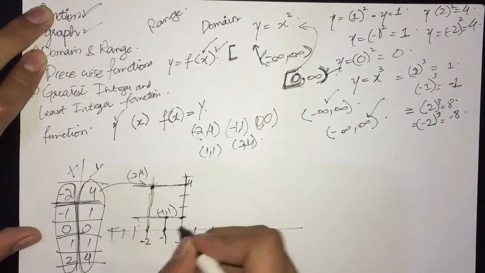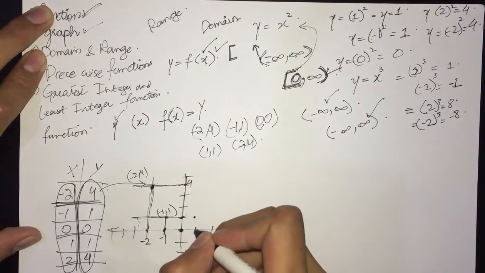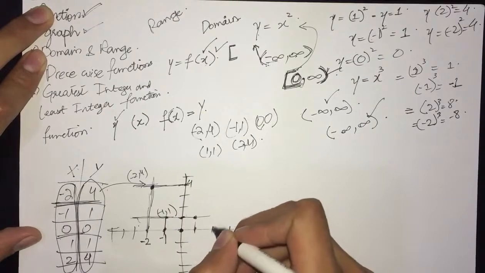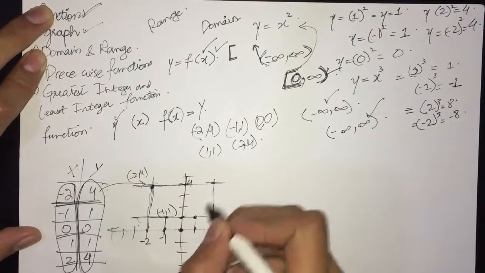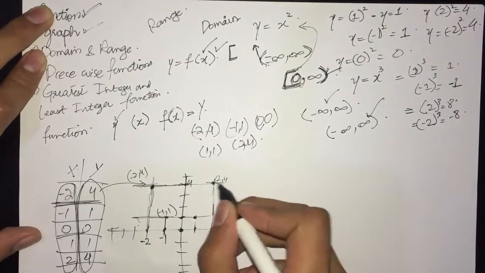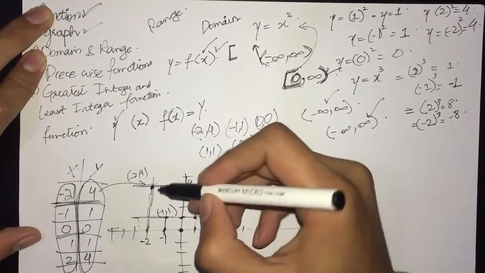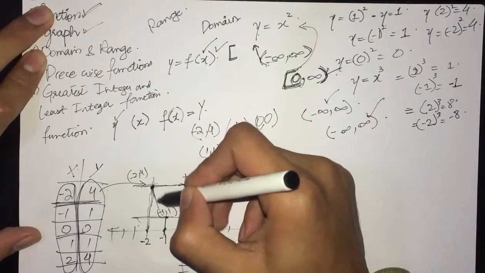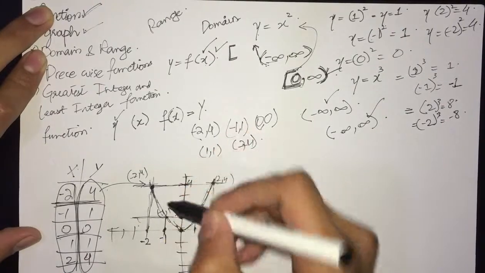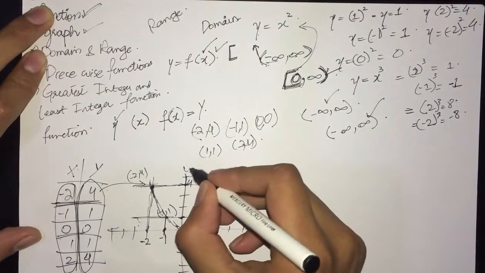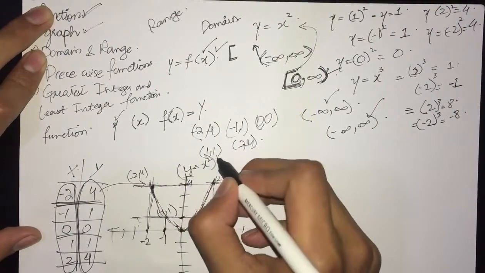Now 0, 0 is our origin, so we are not going to do anything. We have 1, 1 here, that is the point 1, 1, and we have 2 and 4. This is 2, 4. Okay, now let's join the points. So this is our graph for y equals x squared.